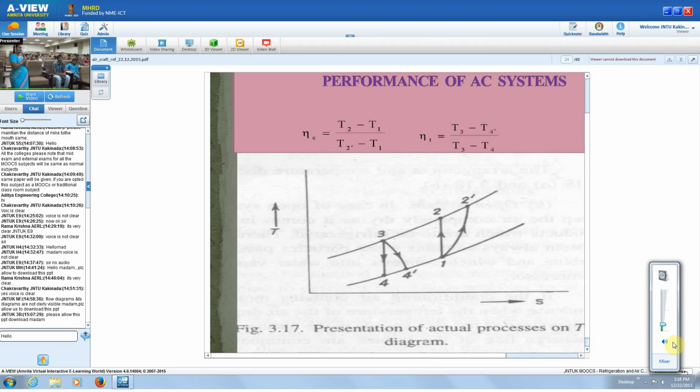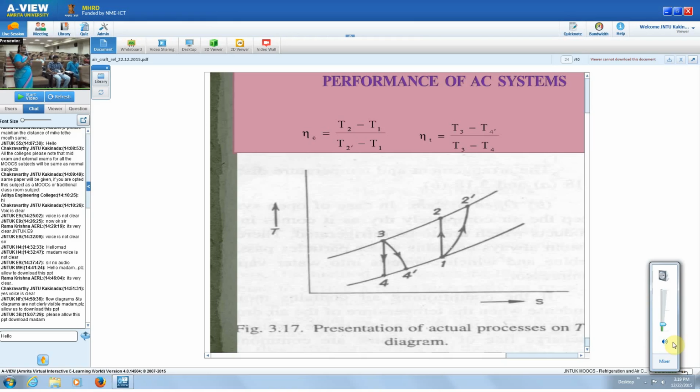So 1 to 2 is the ideal process, that is the isentropic process, whereas 1 to 2 dash is the actual process, that is the polytropic process. We can find out the isentropic efficiency of the compressor, which is equal to H2 minus H1 by H2 dash minus H1. So that can be written as M Cp delta T, that is M into Cp into T2 minus T1, by the denominator, again M Cp delta T, where delta T is nothing but T2 dash minus T1.